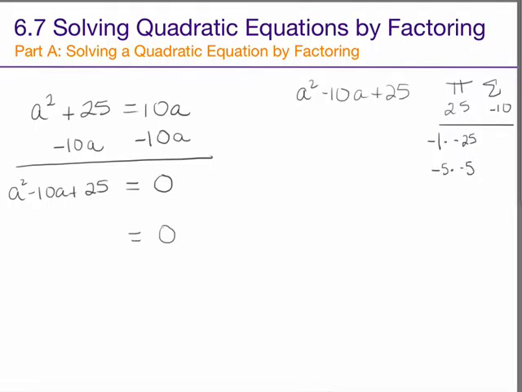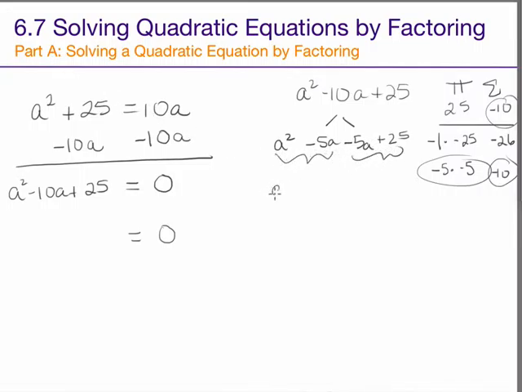Those are the only ways to write 25 as the product of two numbers where both numbers are negative. Their sums: negative 26 and negative 10. Here's the negative 10 I needed. So this is how I split up my middle term: negative 5a minus 5a. GCF and GCF.